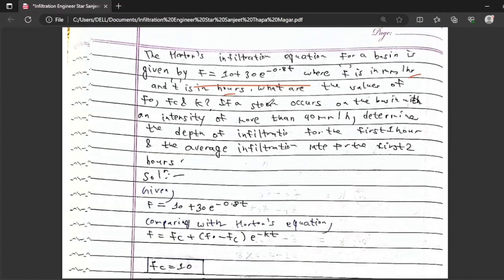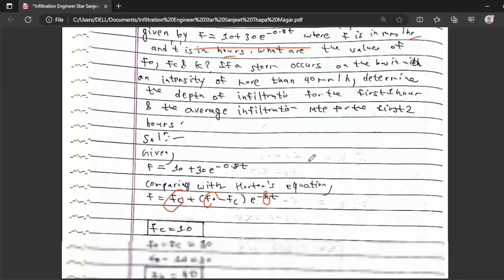Okay, what are the values of f naught, f c and k? We need to find the values of f naught, f c and k. If a storm occurs on a basin with an intensity of more than 40 mm per hour, determine the depth of infiltration for the first 1 hour and the average infiltration depth for the first 2 hours.